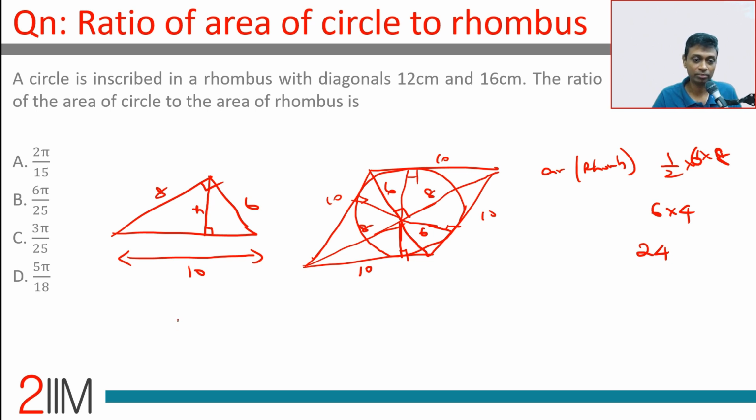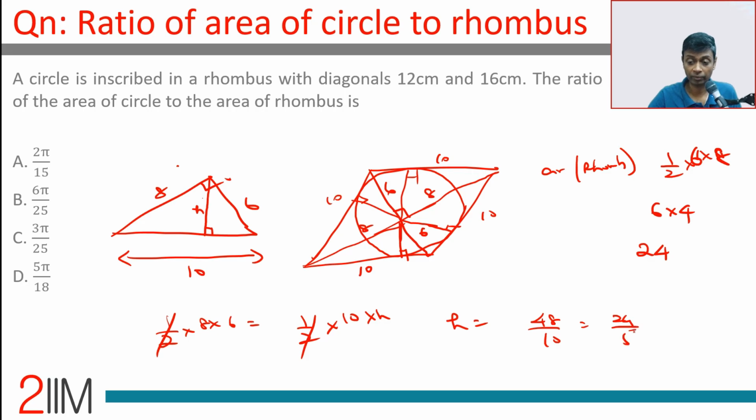Or you can say, we can substitute areas are equal. Half into 8 into 6 is half into 10 into height. Area is half into base into height. Whether you take this as base, this as height, or this as base, this as height, area should be same. The half gets knocked off. Height is 48 by 10 or 24 by 5. The height of that right angle triangle is nothing but the radius.